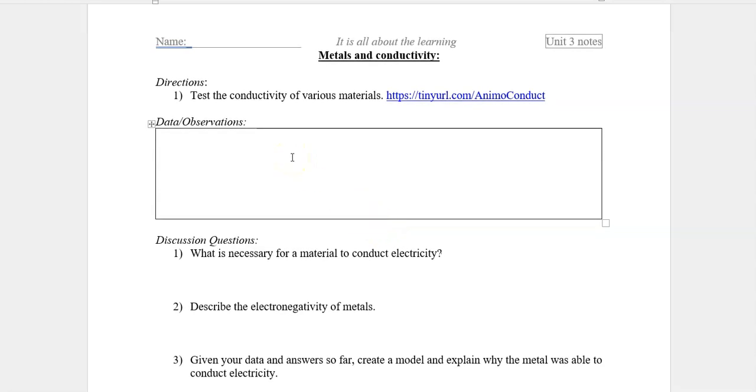Moving on to metals. This is the last part of Standard B, learning about our 3 types of bonding: ionic, covalent, and metallic. So there's a little simulation. Go ahead and click that and take 5-10 minutes, play around with it, and test the conductivity of various materials. What do you notice?